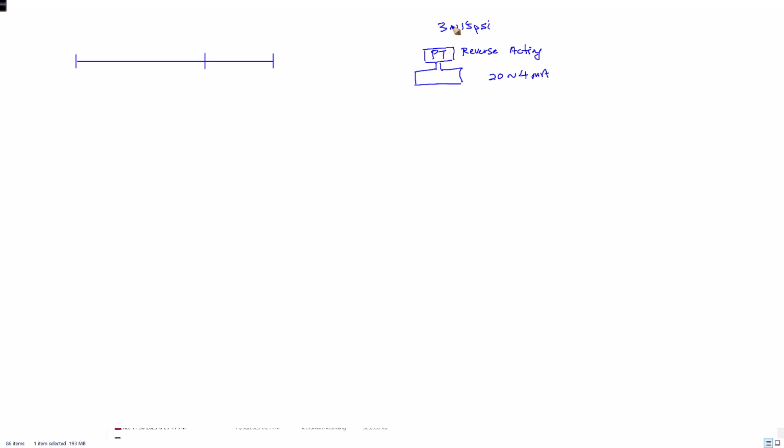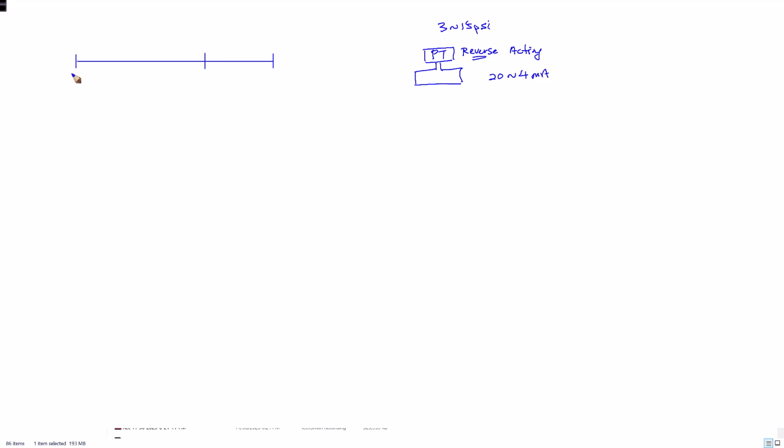This LRV value, or the low range value or minimum value, 3 psi, will correspond to 20 milliamp, while the URV, or upper range value or maximum value, of 15 psi will correspond to 4 milliamp. So if you want to represent the range in this graphical method, we can write in such a way.